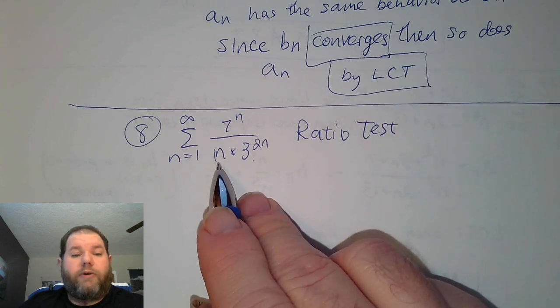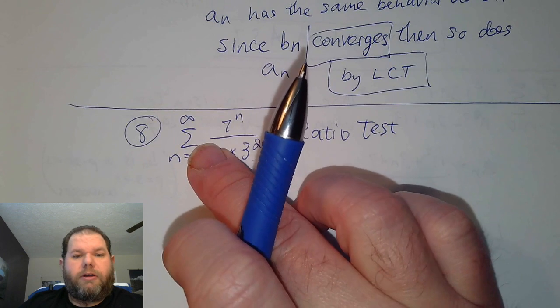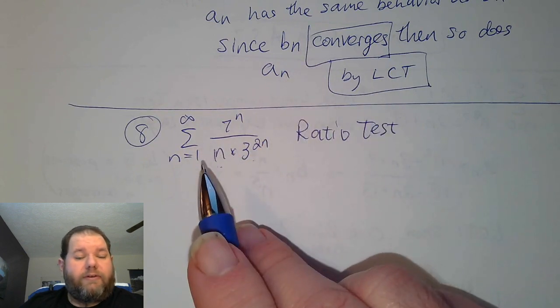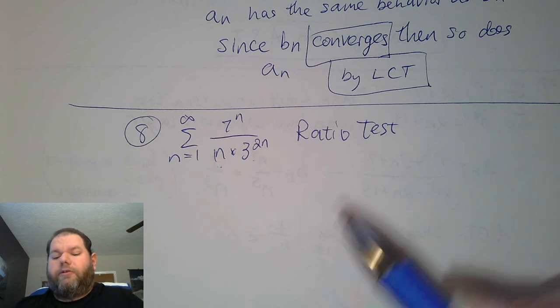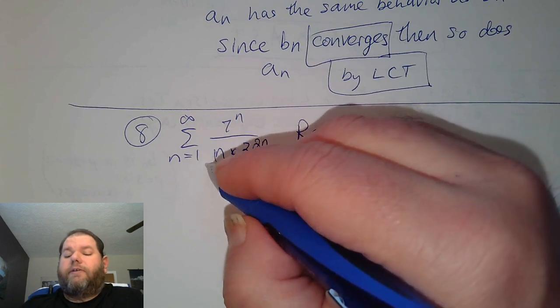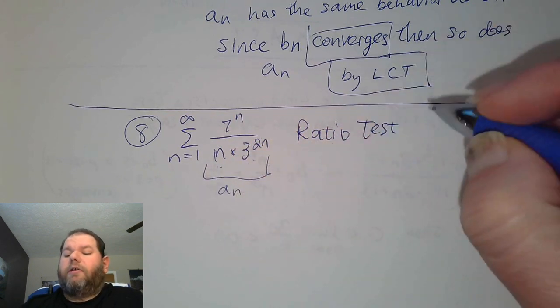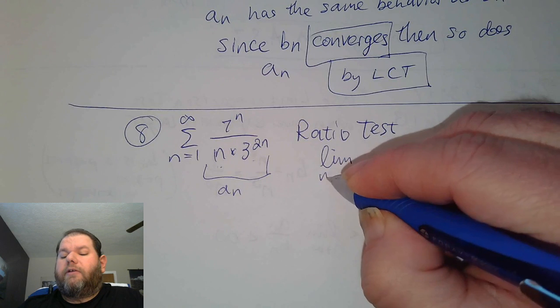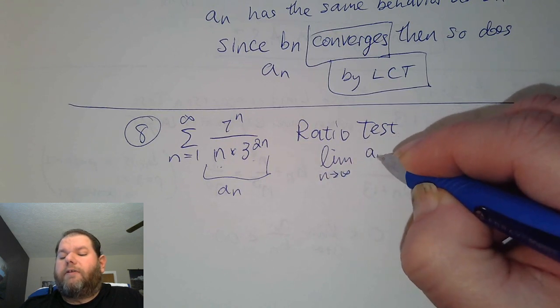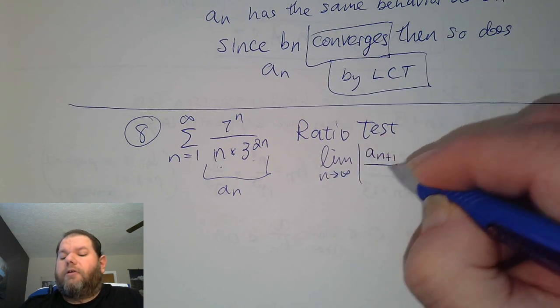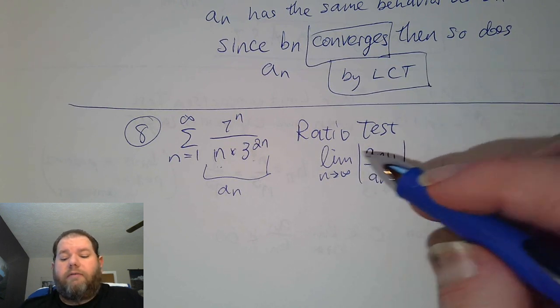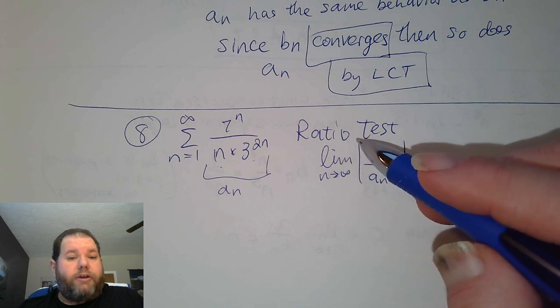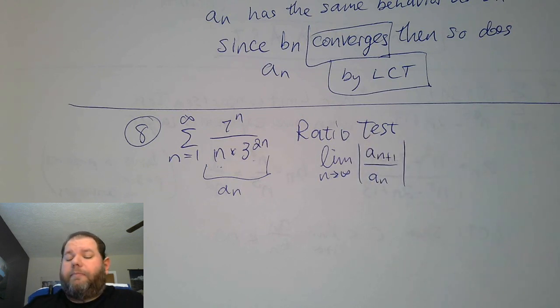Now, if this n wasn't here, it would just be geometric, but with that n there, it is a determining factor. So our ratio test says that, okay, this is a sub n, so you want the limit as n goes to infinity of a sub n plus 1 over a sub n. Well, specifically the absolute value, so if there is an alternating term present, we can ignore it.